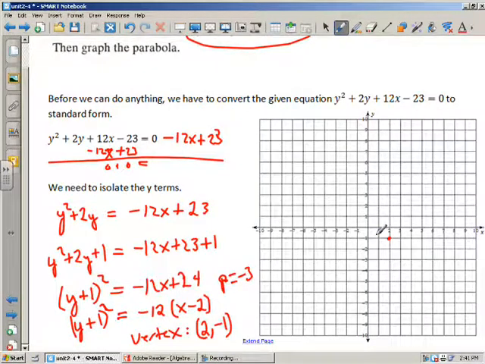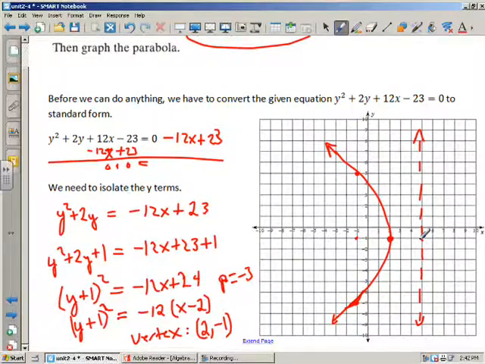P is negative 3. 1, 2, 3. And then since this was a distance of 3, I go above and below the focus a distance of 6. 1, 2, 3, 4, 5, 6. And, oops, missed that. Now, my p distance was 3, right? So I go in the opposite direction, 3. 1, 2, 3. That's where my directrix is. The directrix and the focus are important because the vertex right here is always exactly in the middle of the focus and the directrix.